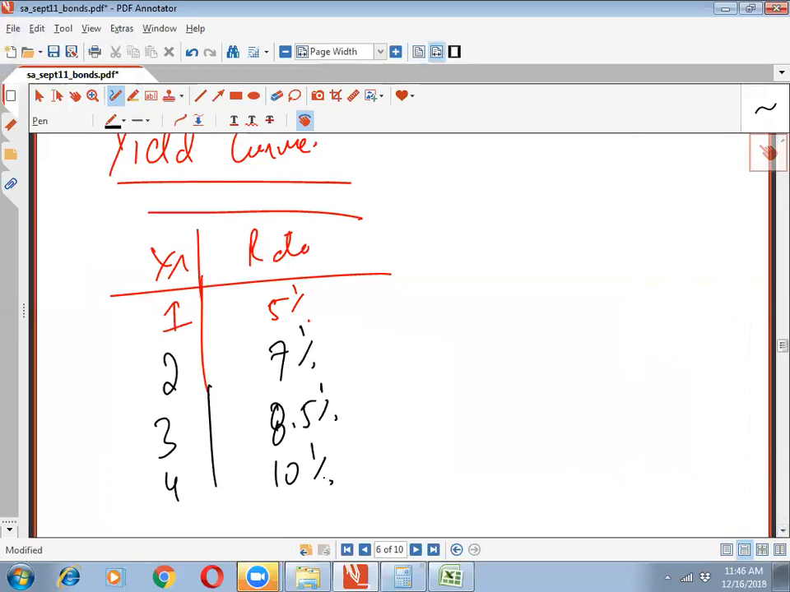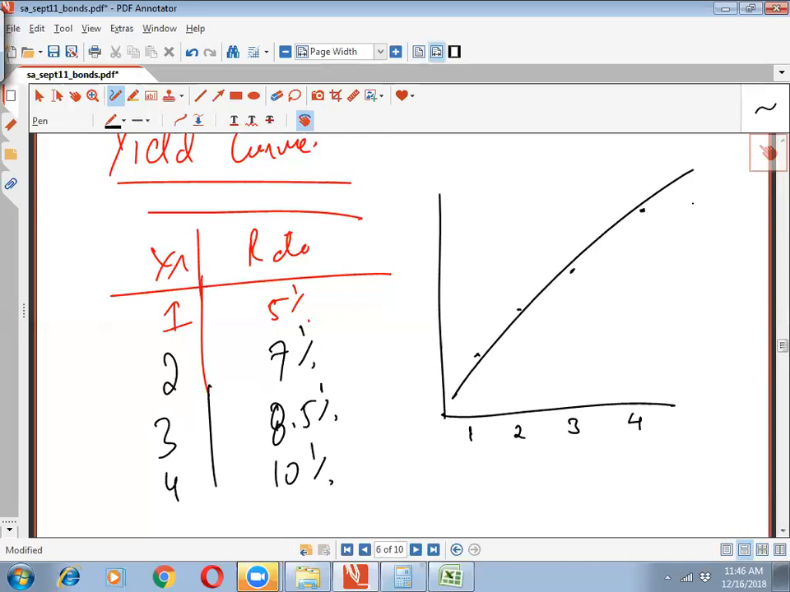Now, what exactly do you mean by yield curve? Let's say I plot these rates onto a graph. I would say year 1, year 2, year 3, year 4. So it's 5%, 7%, 8.5%, 10%. If you actually see this curve, it's like this.